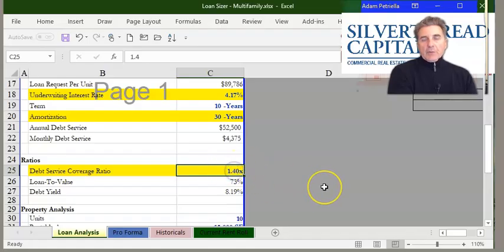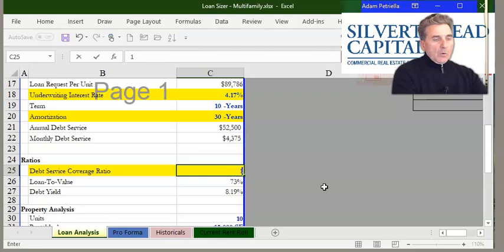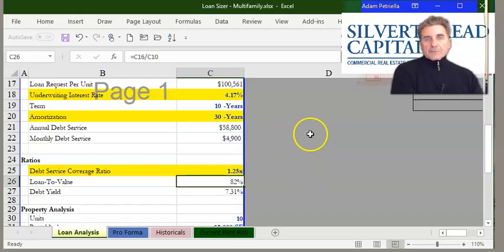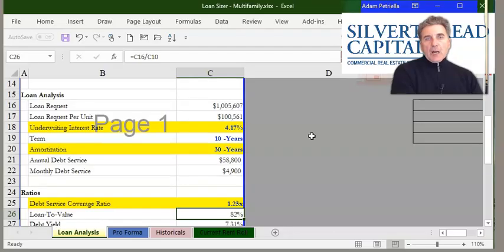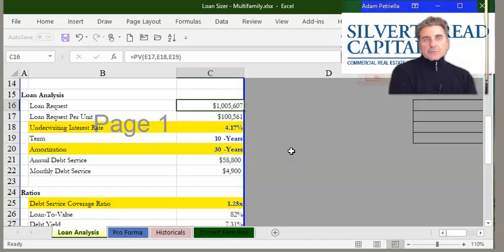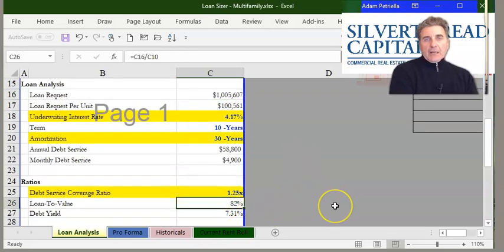So for example, let's say we know that apartment buildings are 1.25 debt coverage ratio. Now, as I've discussed in the DSCR section, that means that for every dollar of mortgage, we need $1.25 of net operating income. So if we put 125 in here and we hit enter, it shows that the income on this property, given a 1.25 debt cover, can support a loan request of $1,005,607.